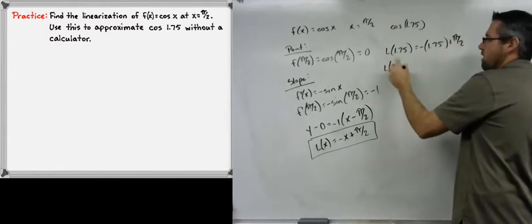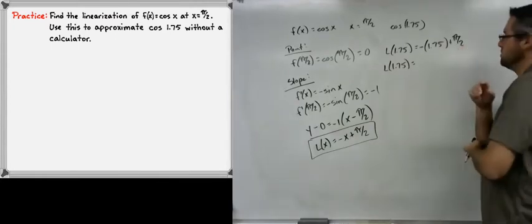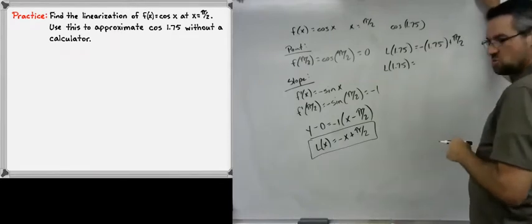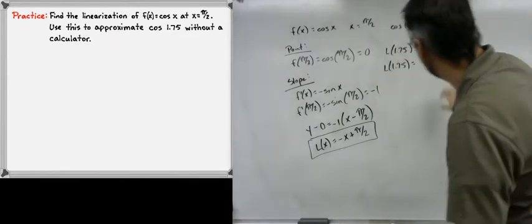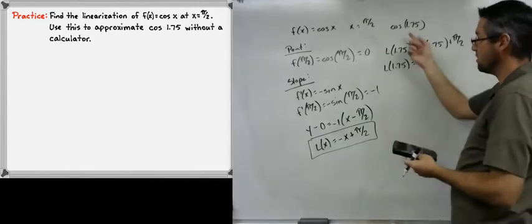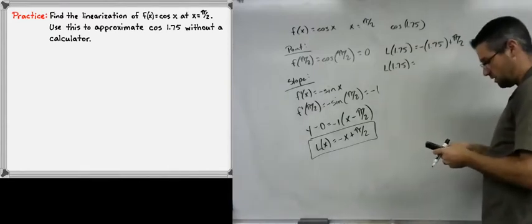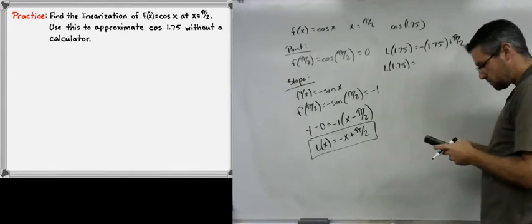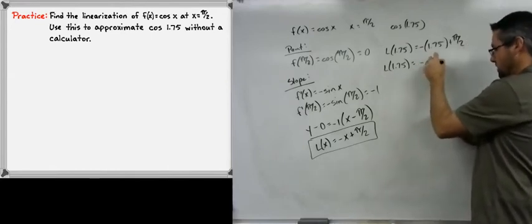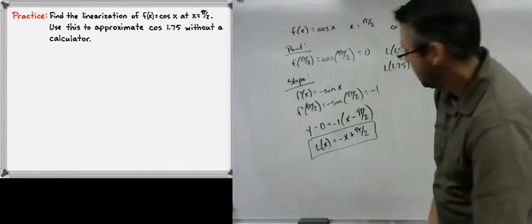And so L of 1.75 is going to be an approximation because pi is irrational. It's going to go on forever. This is where I'll probably cheat and use my calculator to figure out a numeric value, but either way I'm going to be using a calculator, and this is just an example of linearization. So pi over 2 minus 1.75, we end up with negative 0.179. It keeps going, but we'll leave it like that.